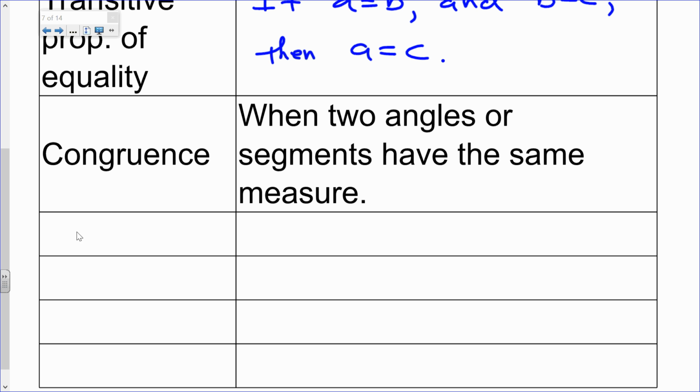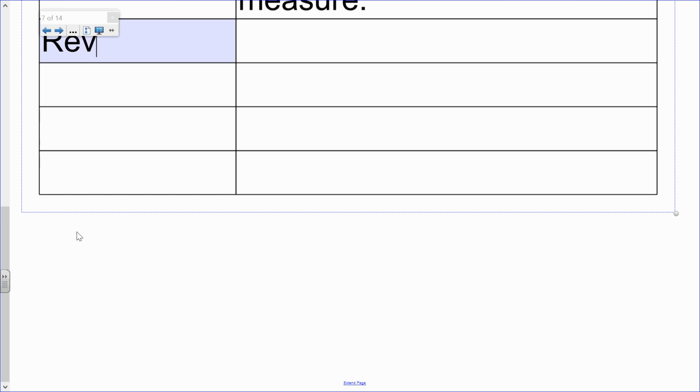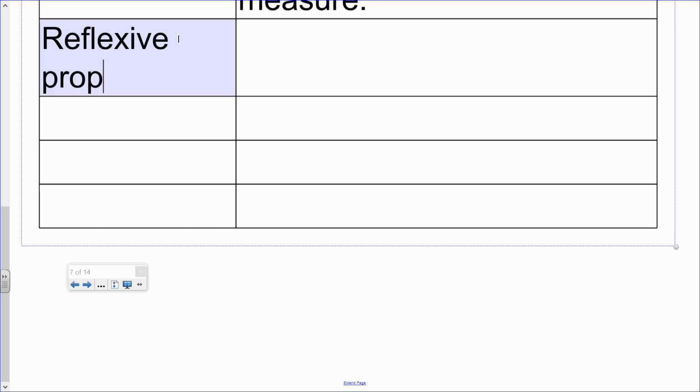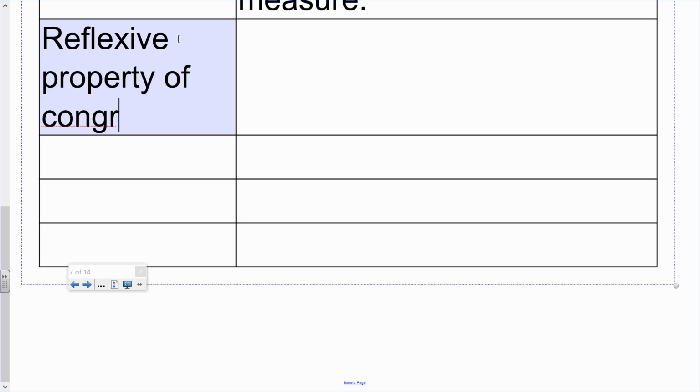All right, here we go. First one. We're going to call this next law the reflexive. Going to write reflexive property of congruence.